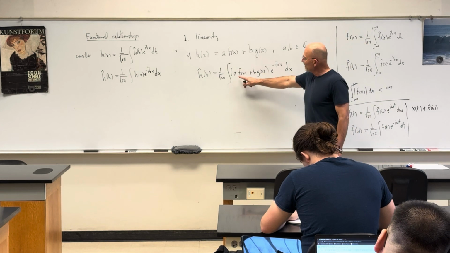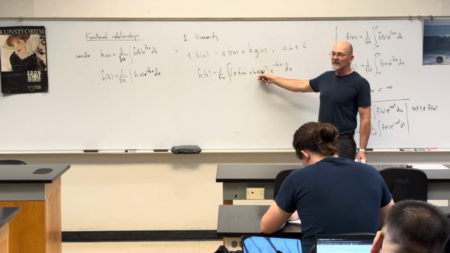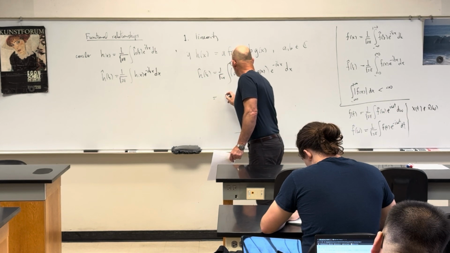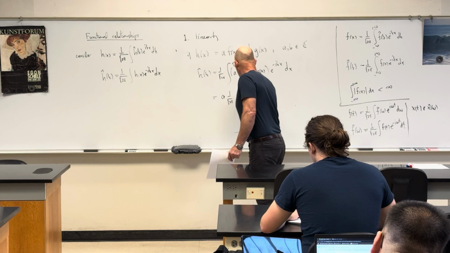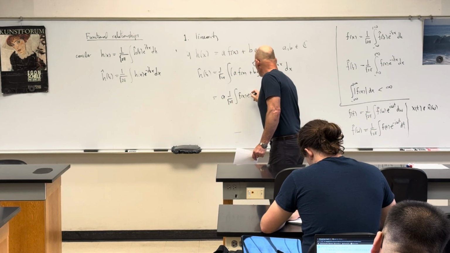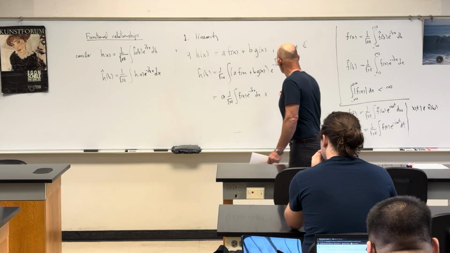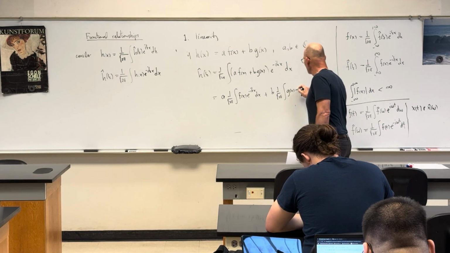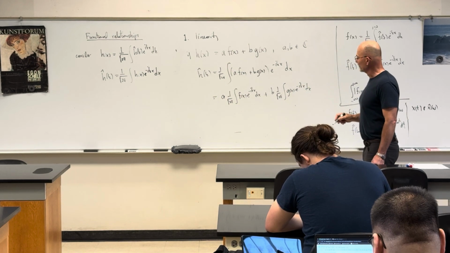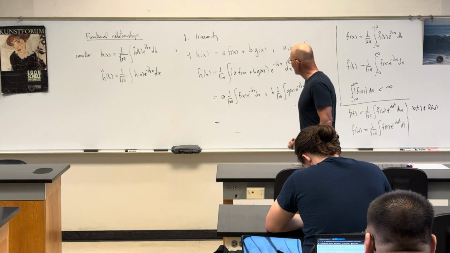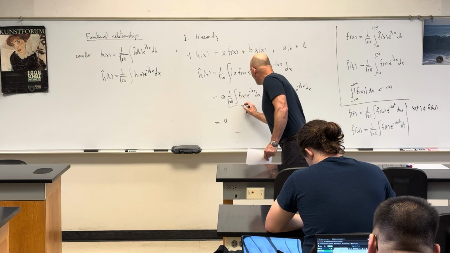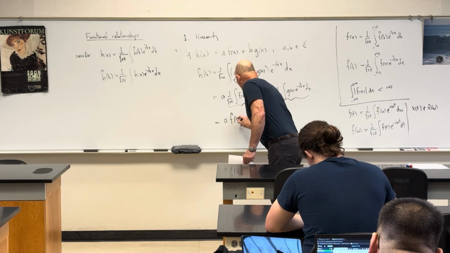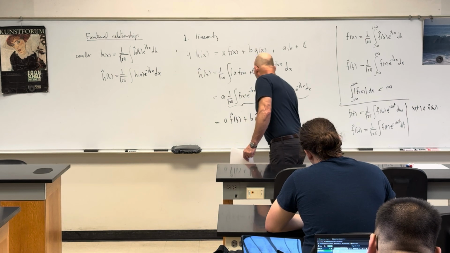So the linearity of integration means I can do the sum of these two integrals, and I can pull out the constant a. So I'm just going to do this, equals a times 1 over root 2 pi integral f of x e to the minus i kx plus b times g of x e to the minus i kx dx. So apparently, this is f hat of k, and this is g hat of k. So the answer here is a f hat of k plus b g hat of k.